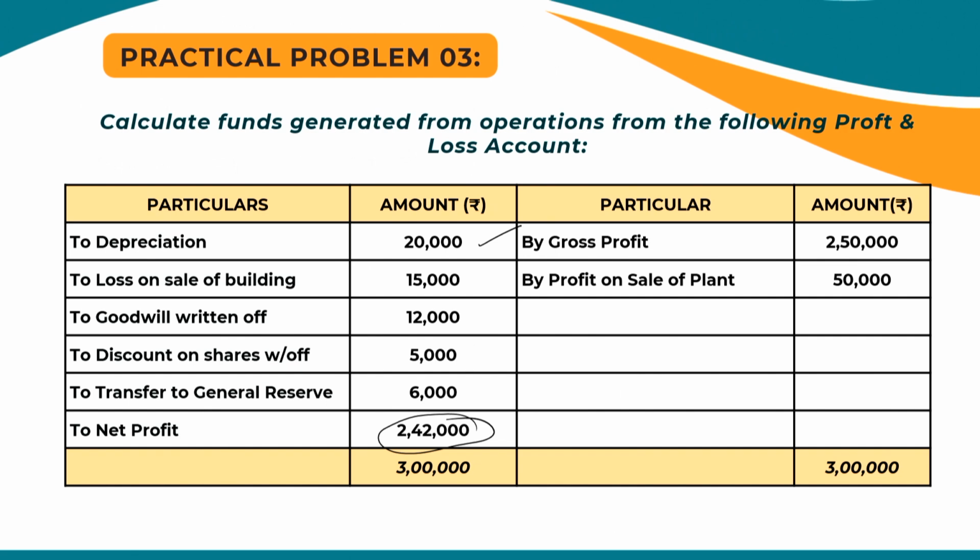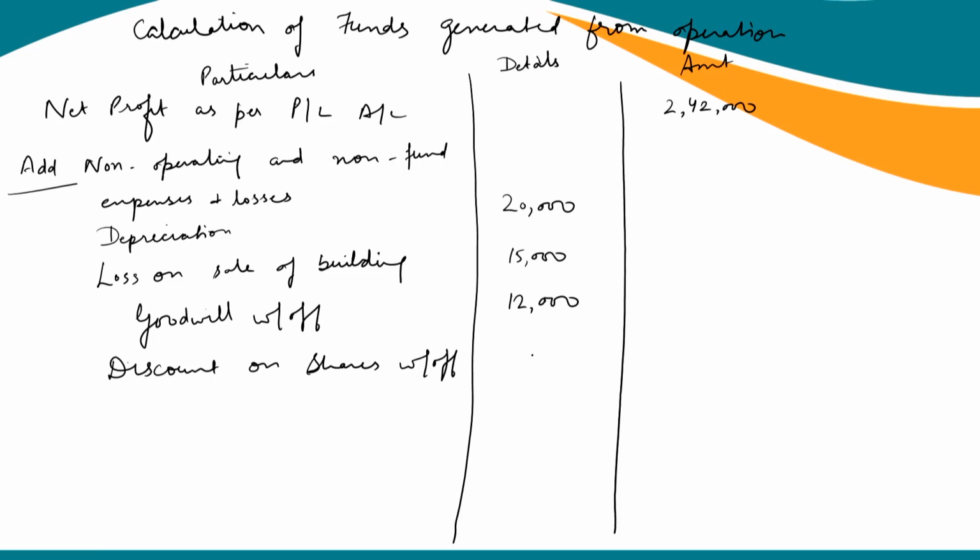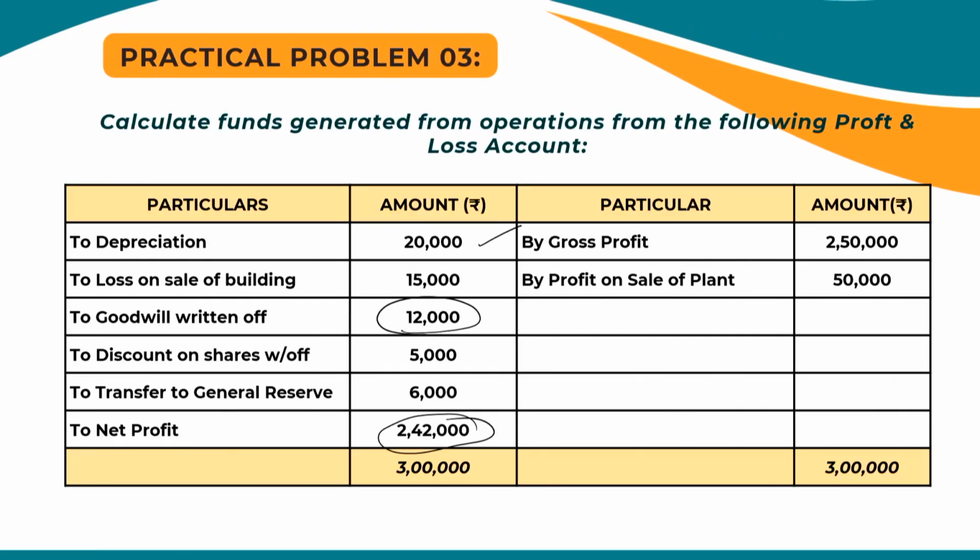The next is goodwill written off. Non-fund item, goodwill written off with rupees 12,000. Then similarly, discount on shares written off 5,000, and the last is the transfer to general reserve 6,000.